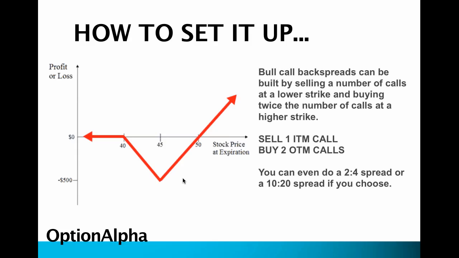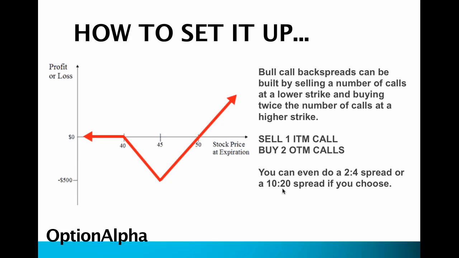So how do you set this up? Well, it's a little bit more complex than your average run-of-the-mill strategy. But all you're going to do is basically sell a number of calls with a lower strike and buy twice that number of calls at the higher strike. So in our example, we're going to sell one in the money 40 strike call, and we're going to buy two out of the money 45 strike calls. Again, you just want to sell twice as many. So if you want to do the spread as selling 2 and buying 4, or selling 10 and buying 20, you can do that. As long as you have that 1-to-2 ratio, you should be in good shape.